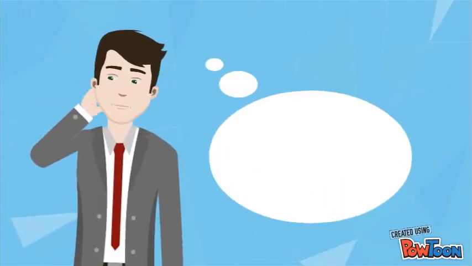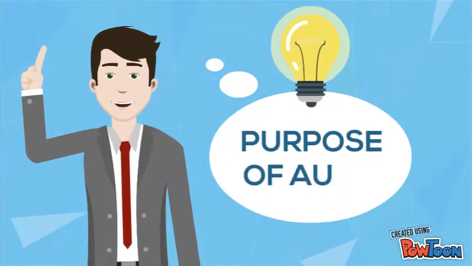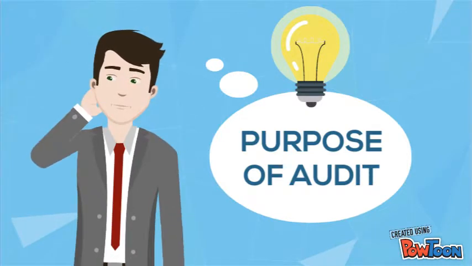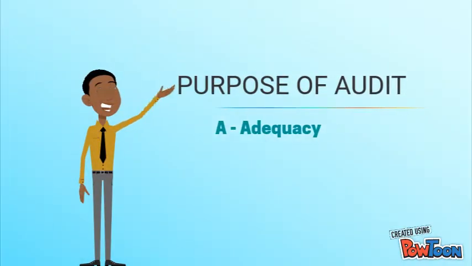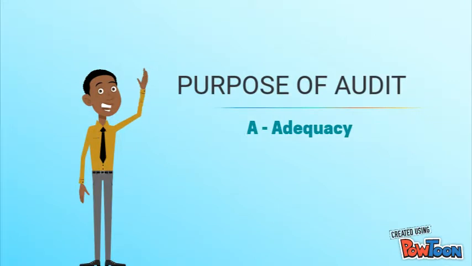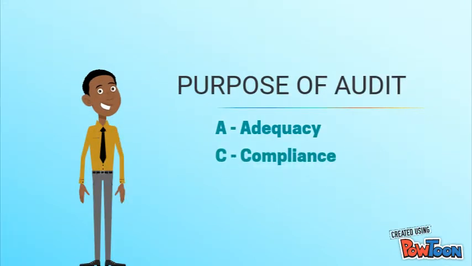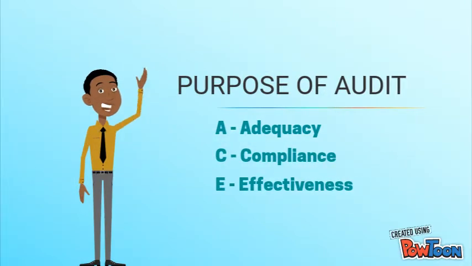Before everything else, here we have the purpose of audit. Remember the word ACE. A is for adequacy, where you look for the bigger picture. Then next is the compliance of the audit to the standards. And lastly, effectiveness of the management system.